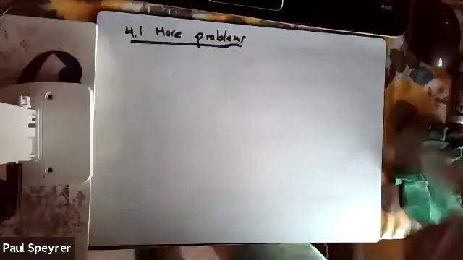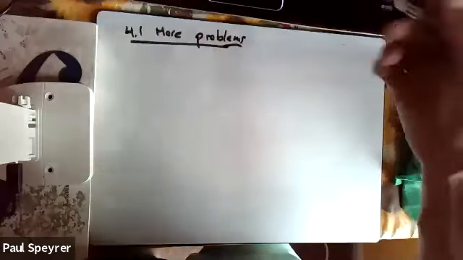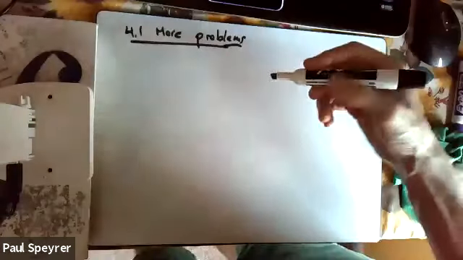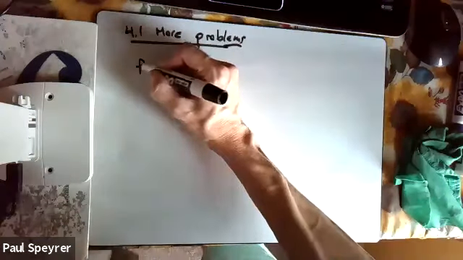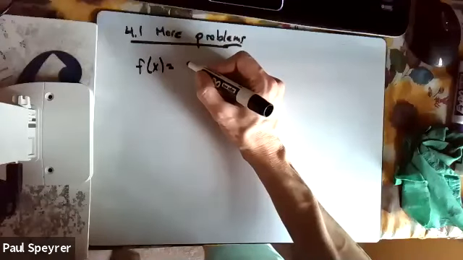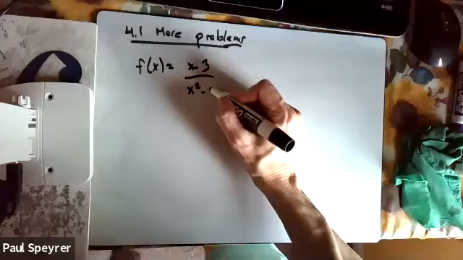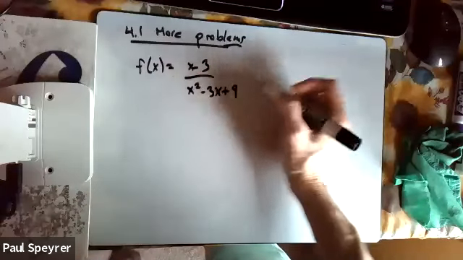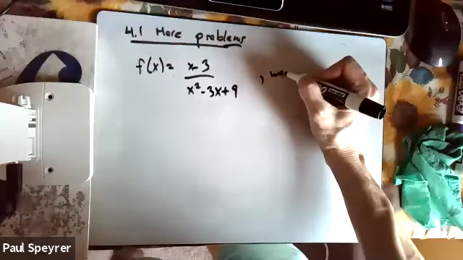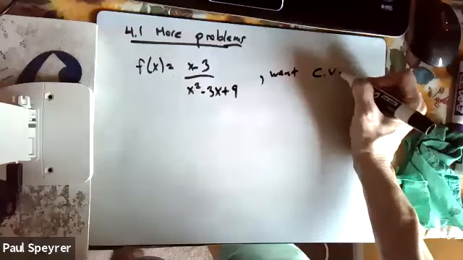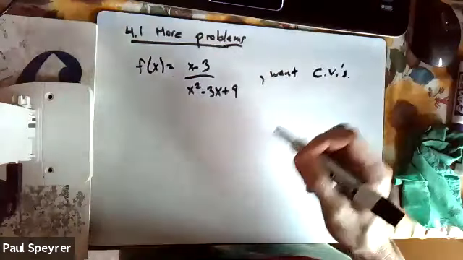All right, so here's a few more problems for finding critical values, absolute max and min from section 4.1. Let's say we have f of x equals x minus 3 over x squared minus 3x plus 9. And then we just want the critical values, okay? CV stands for critical values.